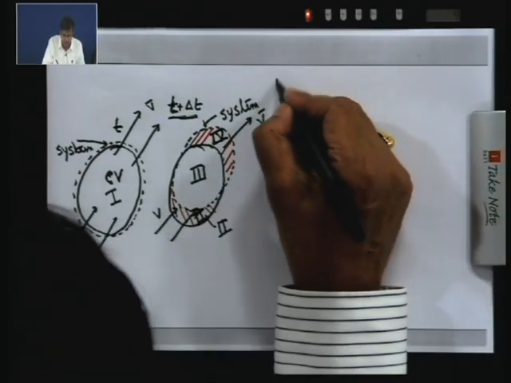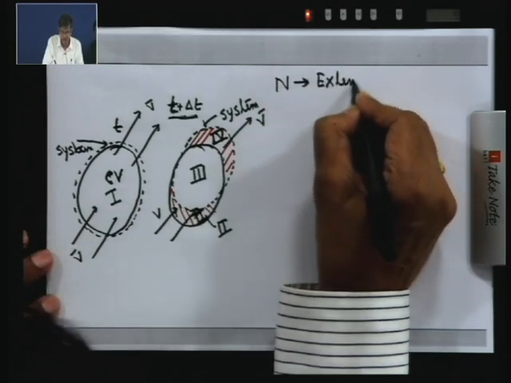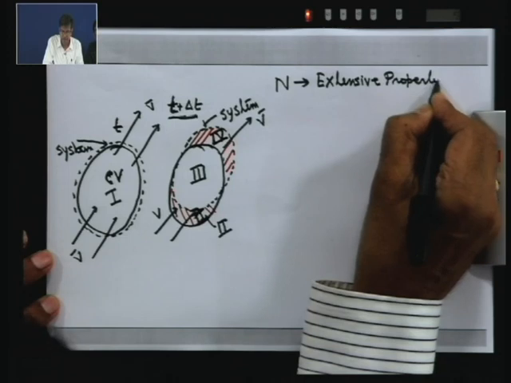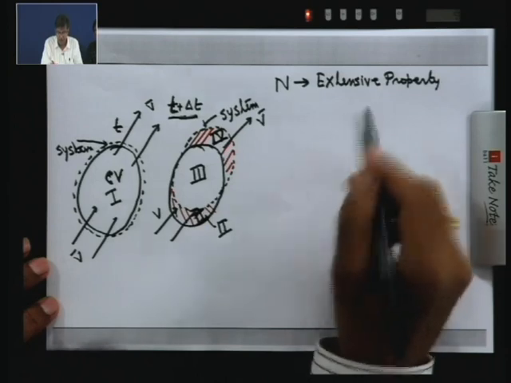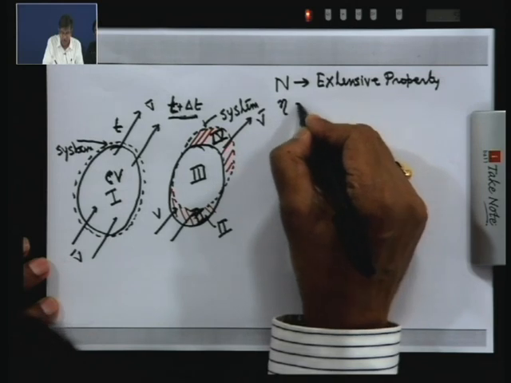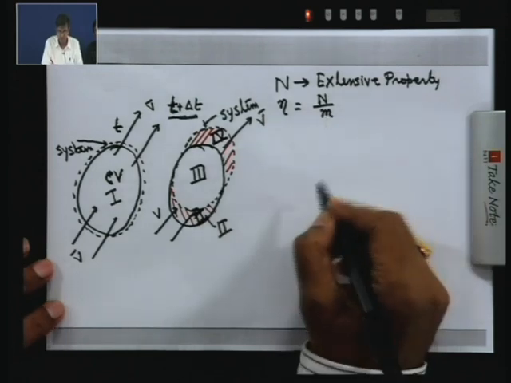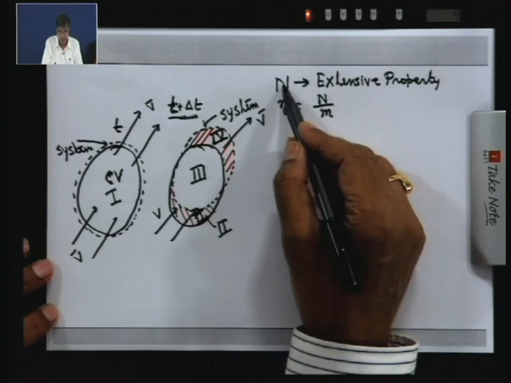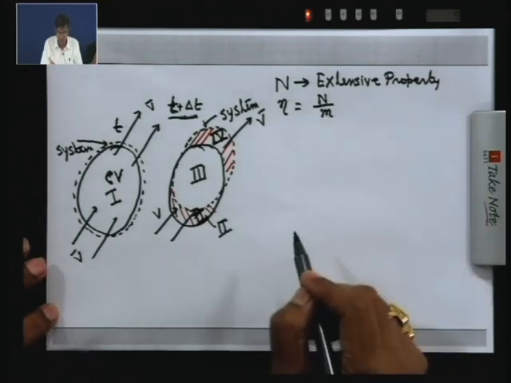Let us define N as any extensive property, which may be mass itself, linear momentum, angular momentum, or energy, and let eta be defined as this extensive property N per unit mass. That means it is the corresponding intensive property, corresponding to the extensive property N, and eta is that property per unit mass m.